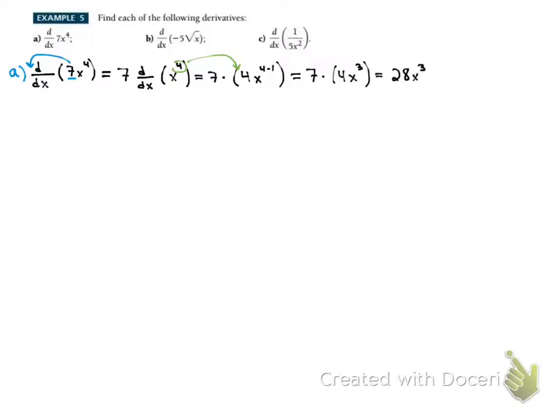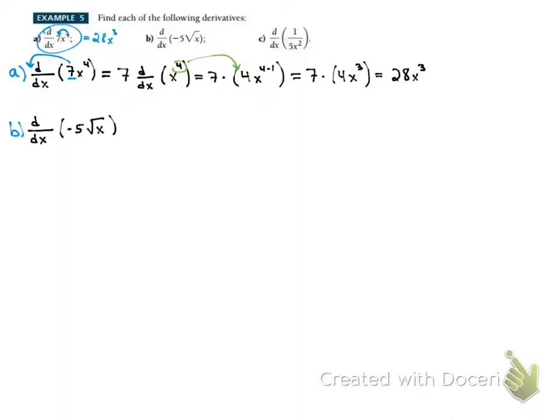So for this example, I wrote out each step, but pretty soon you can just look at this derivative right here. You see you have the 4, so that's going to be 4 times 7 gives you 28, and then you do 4 minus 1, so you know you're going to have 28x cubed. So you can do the derivative that fast once we get used to these rules.